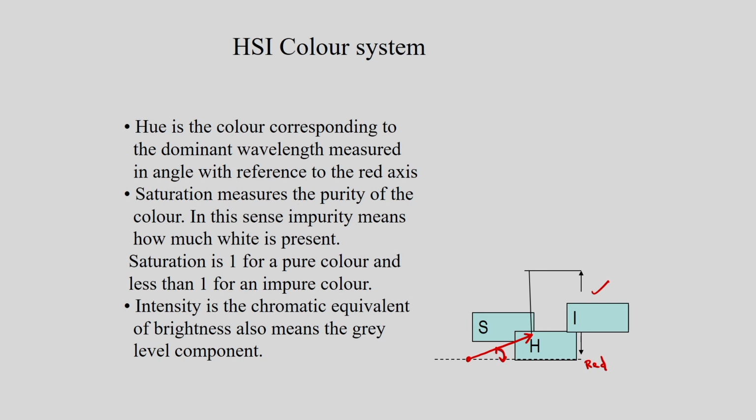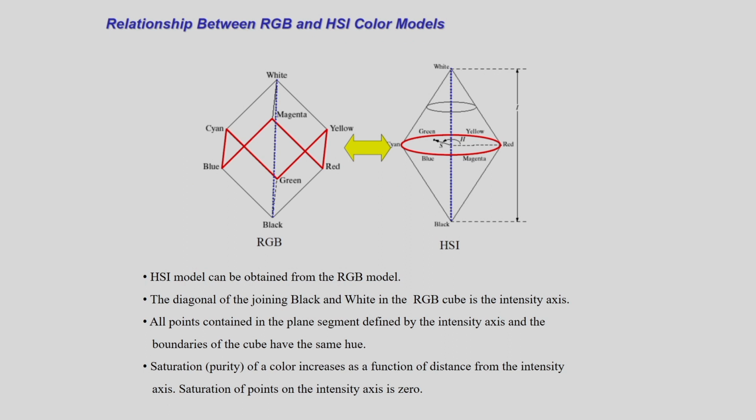And here I have shown 3 components. One is the intensity component, that is nothing but the brightness, hue means the color, and saturation means the purity of color. And in this figure, I have shown the relationship between RGB and the HSI color model.